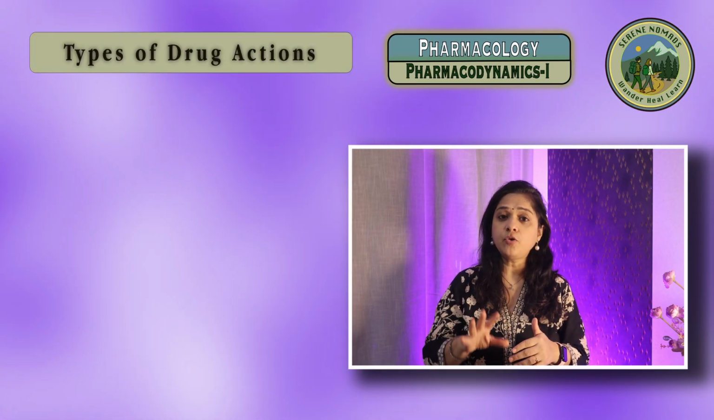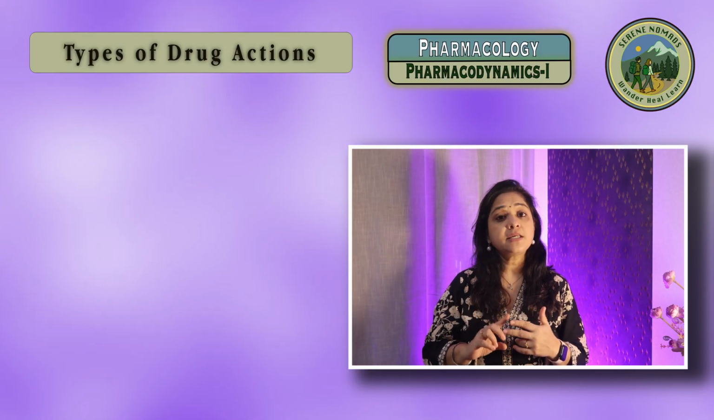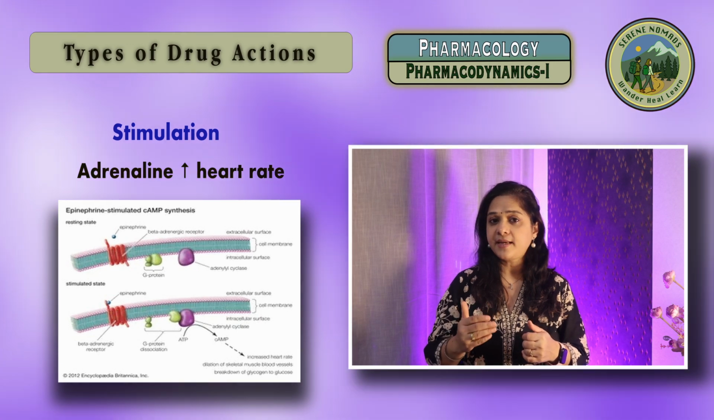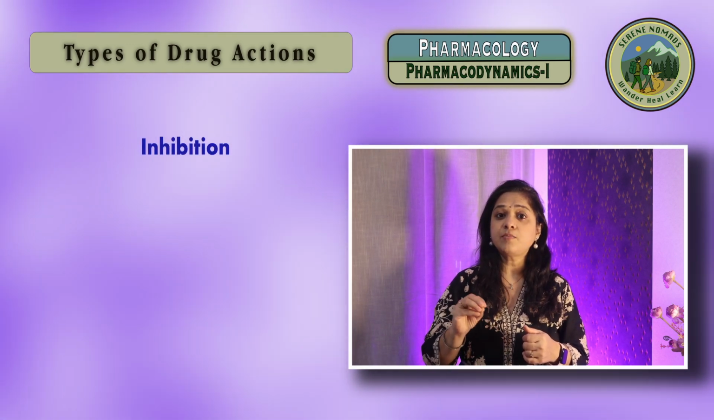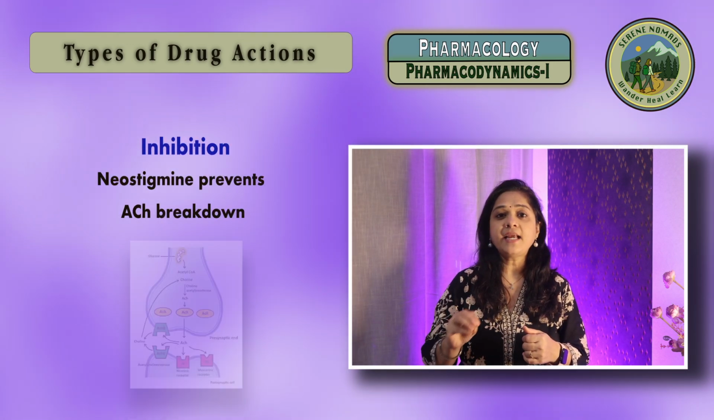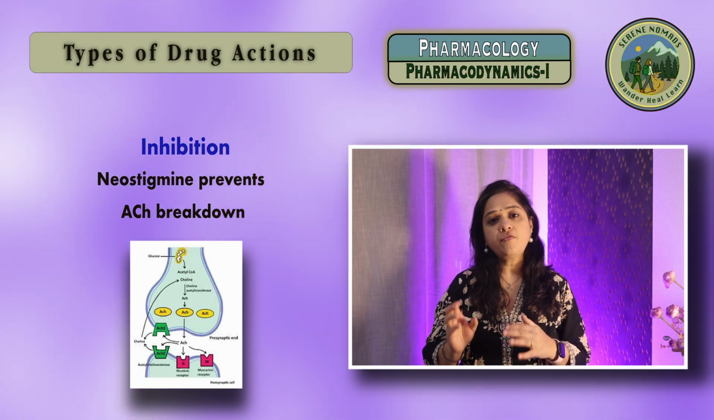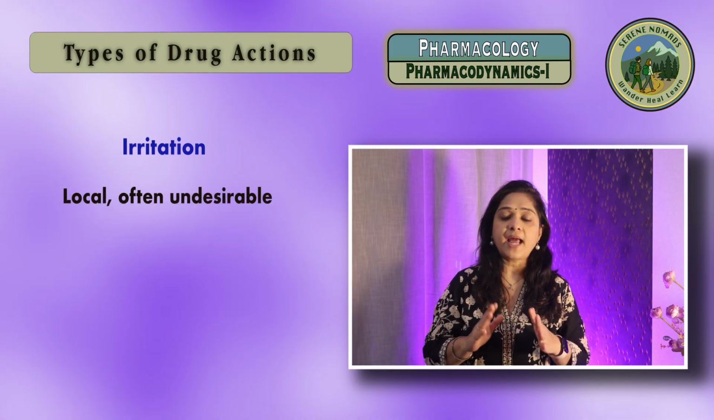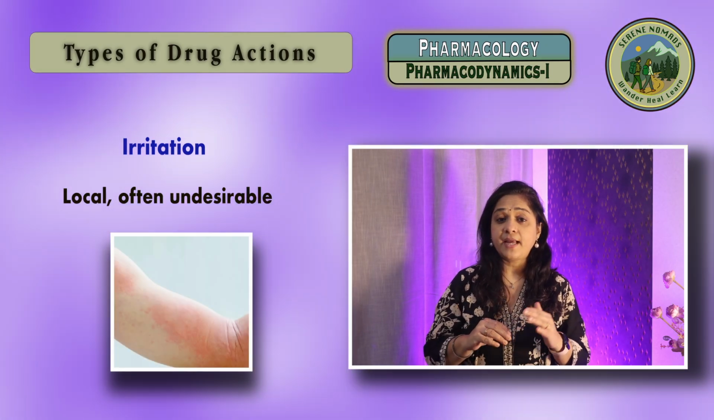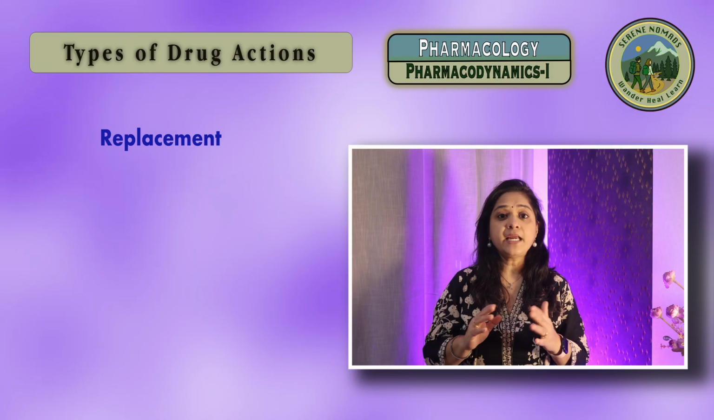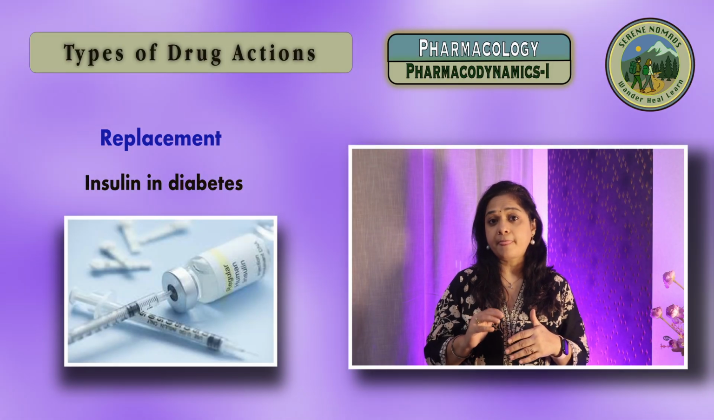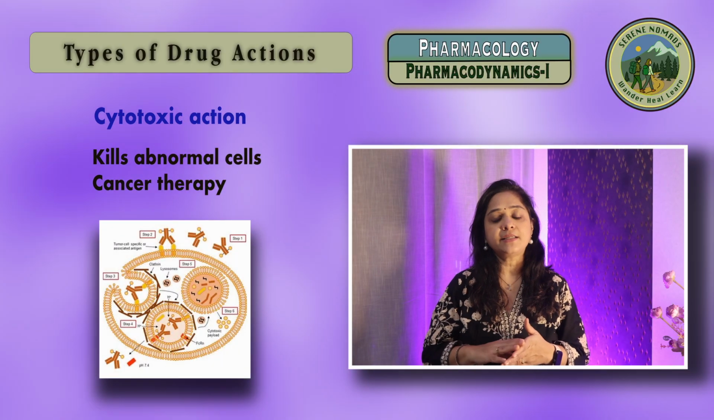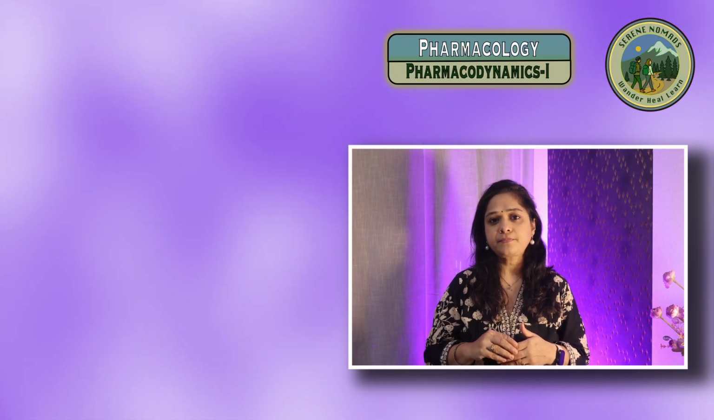Now, let's understand different types of drug actions. Drug actions can be grouped into five main types. First, stimulation, like how adrenaline increases heart rate. Second is inhibition, where drugs block natural processes, like neostigmine preventing breakdown of acetylcholine. Third is irritation, which is mostly local and often undesirable. Then is replacement, like insulin therapy in diabetes. And cytotoxic action, which directly destroys abnormal cells, common in cancer treatment.